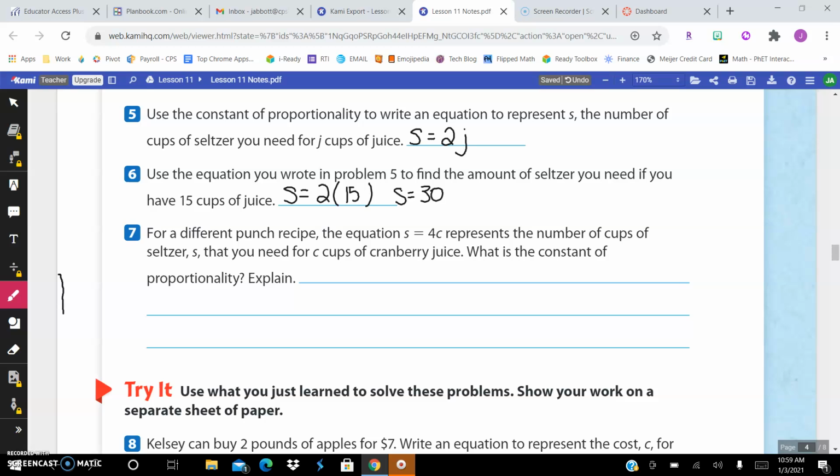For a different punch recipe, the equation S equals 4C represents the number of cups of seltzer S that you need for C cups of cranberry juice. What is the constant of proportionality? Remember, in an equation, the number that's being multiplied by that variable is your constant. So it's 4. And we can say the number being multiplied by the variable.